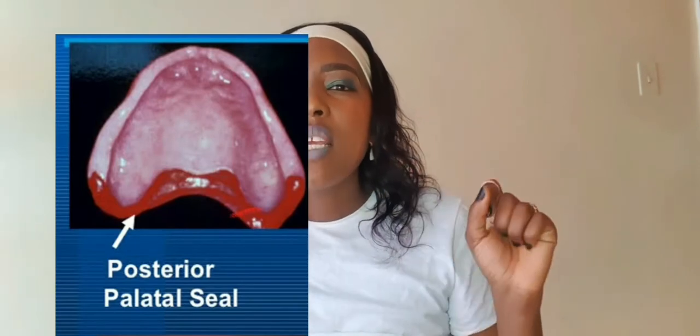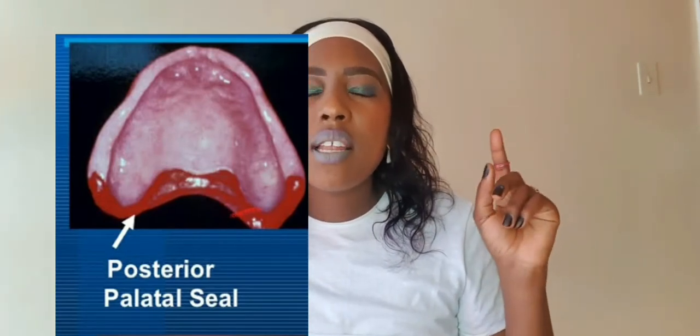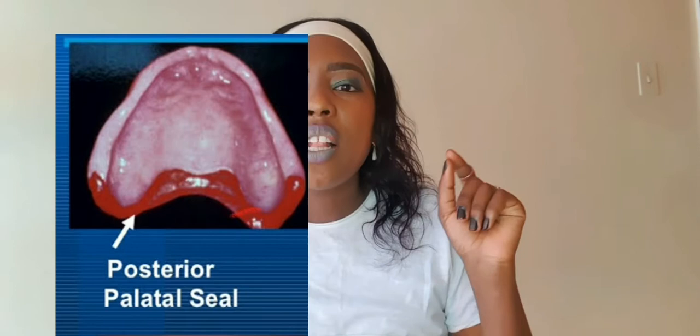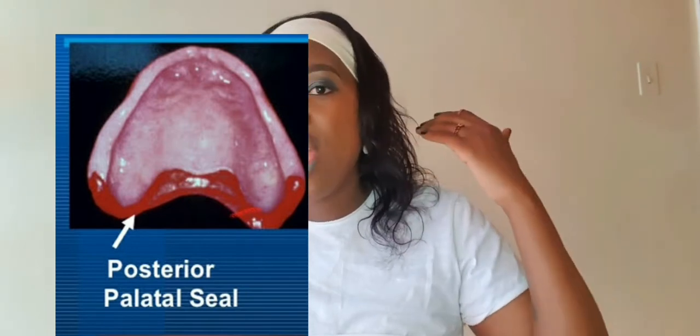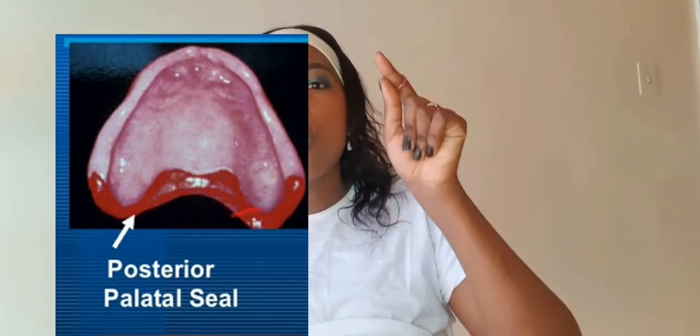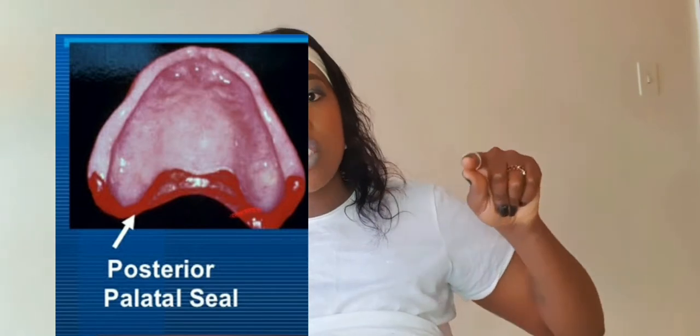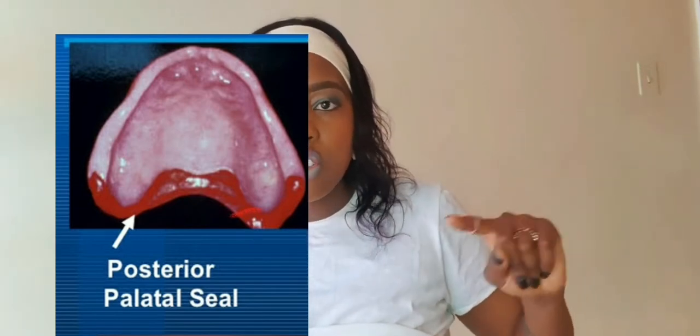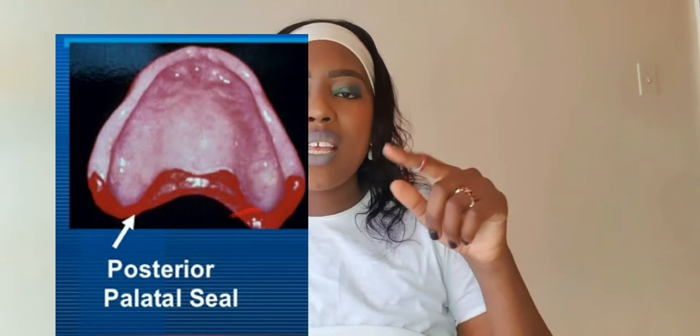Then from there, ladies and gentlemen, we have our post-dam. So our post-dam provides retention of a maxillary denture, and it depends on the suction seal. So I would say that the post-dam is like an imaginary anatomical area that is on the posterior aspect of your palate. So it goes from one maxillary tuberosity to the other maxillary tuberosity. So that area is known as a post-dam.